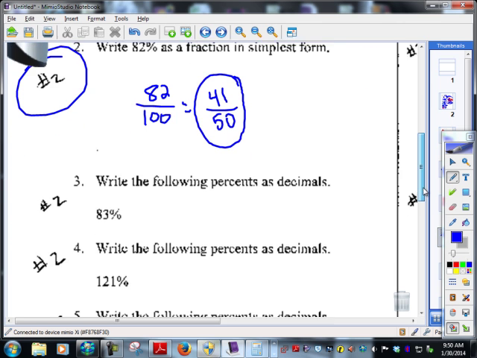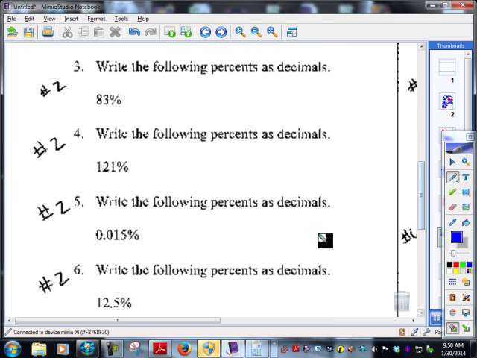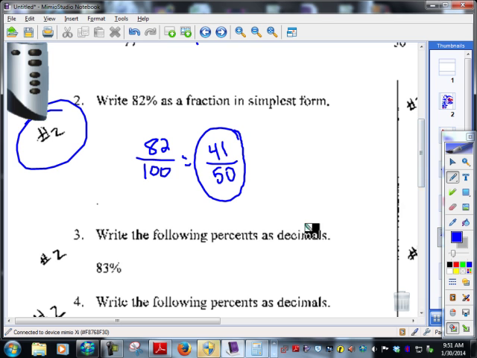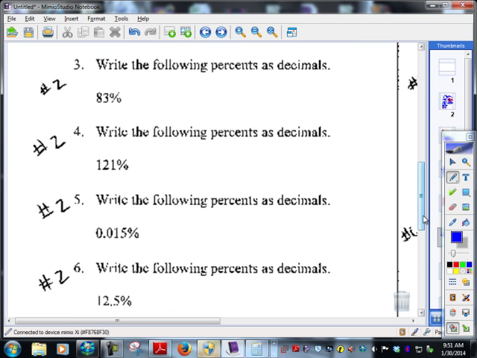Okay? Number 3. Number 3. Write the following percents as decimals. Now, this is where I need you guys to listen, because this is one of the easiest things, but yet there's a lot of people struggling. Learning target number 2. They're both correct.